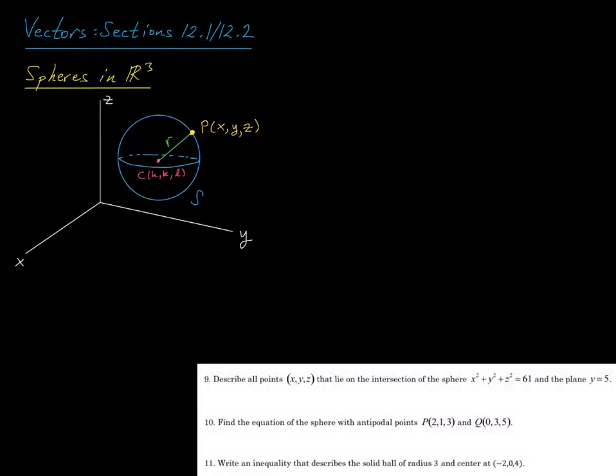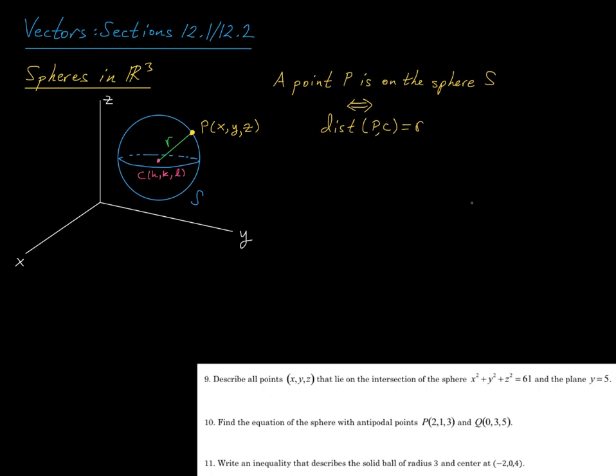Alright, in this last video in sections 12.1 and 12.2, we're going to discuss spheres in R3, and then we'll look at the last three questions, 9, 10, and 11, on the worksheet. So let's say we have a sphere S in R3, and its center is located at the point whose coordinates are h, k, and l, and the radius of the sphere is r. And let's let P be a point on the sphere, and I'll label its coordinates x, y, and z.